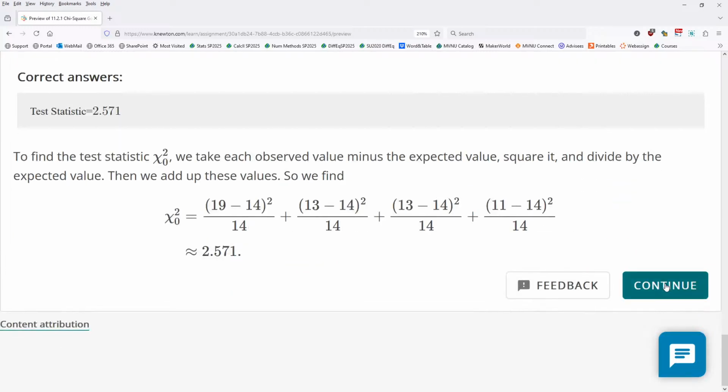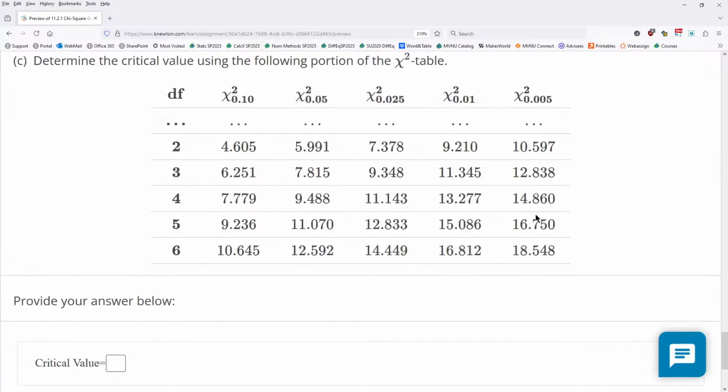Okay, if this doesn't have a table next, I'm just going to have to go do something else. Oh, finally a table. Good.